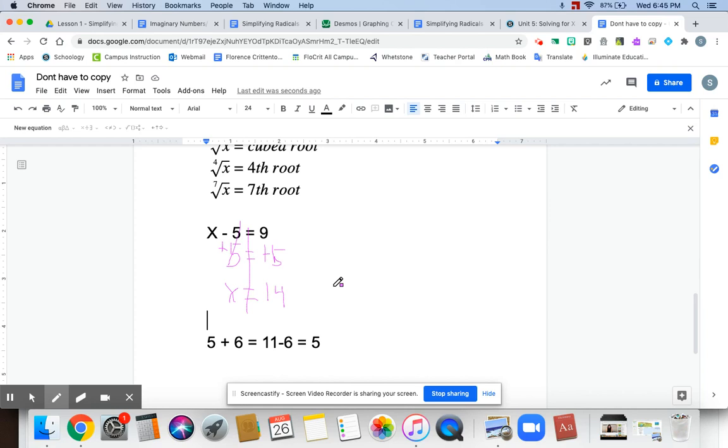All right, so adding and subtracting are inverses. So is multiplying and dividing. Multiplying and dividing undoes each other. So if you're dividing something to undo it, you multiply by the same thing. Same if you're multiplying to undo it, you would divide by the same thing.